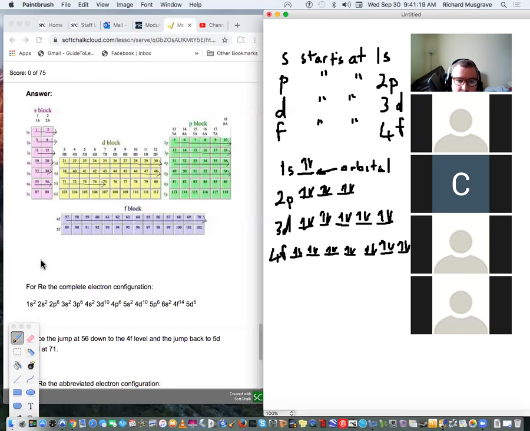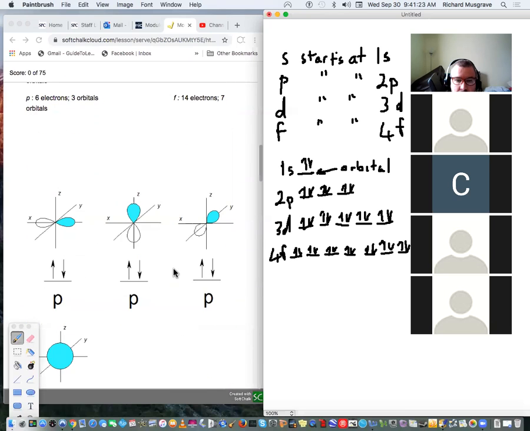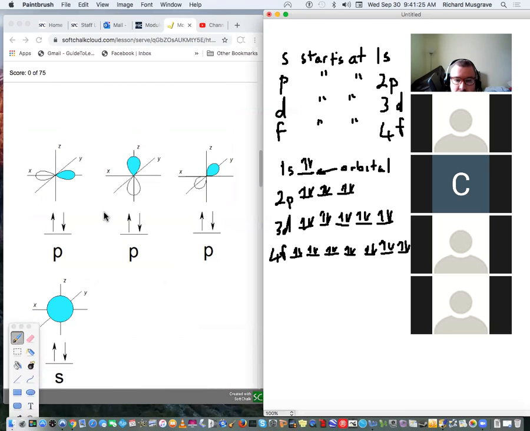Just going back to the previous page here. Yeah, here we go. Sorry, the p's here. That's each individual p orbital right there. Those represent where you could expect those electrons to be. This is the kind of space you'd expect to see them in.